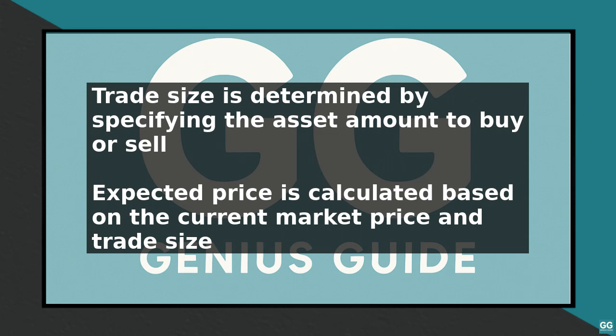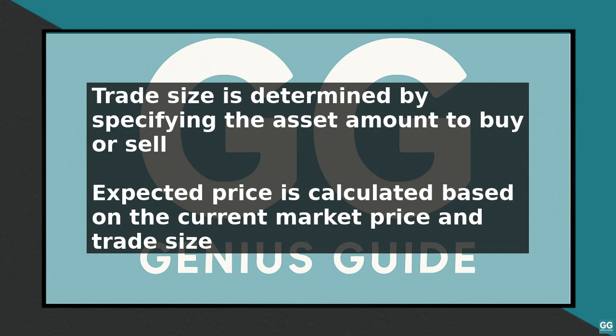This can be done by using the Uniswap v3 protocol's pricing formula, which takes into account the trade size, the liquidity of the pool, and the current market price. The formula is based on the constant product market maker model, which ensures that the product of the reserves of the two assets in the pool remains constant.